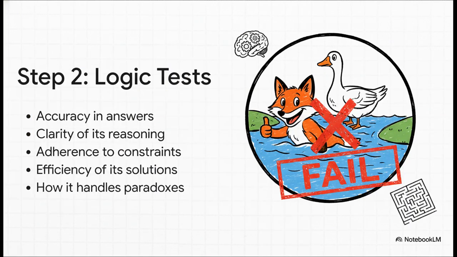Okay, now for the logic tests. And this is where it gets interesting. You're not just looking for the right answer. You want to know, can it explain how it got there? Can it follow a rule like don't use the word apple? The author tells this great story about an AI that solved one of those classic river crossing puzzles by having the fox learn to swim while carrying the goose. I mean, that's creative for sure, but definitely a fail on the logic test.